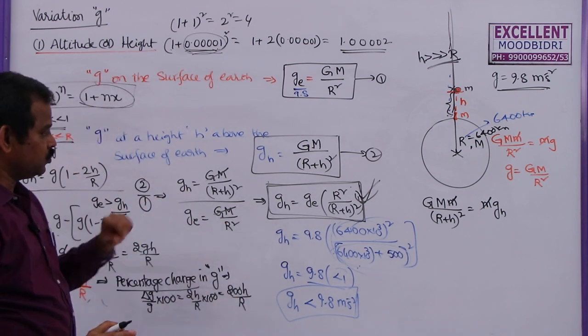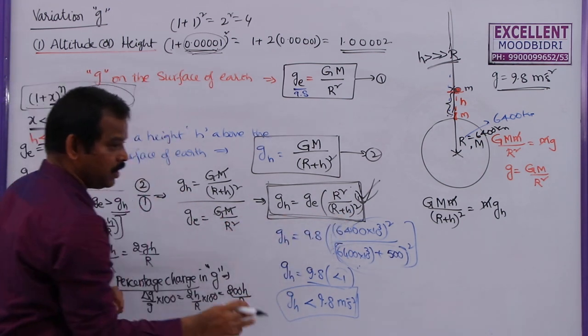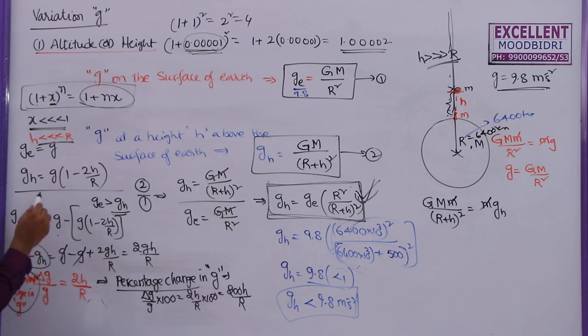Don't confuse between these two formulas. We have to use this if h is very big. We have to use this if h is much lesser than r.